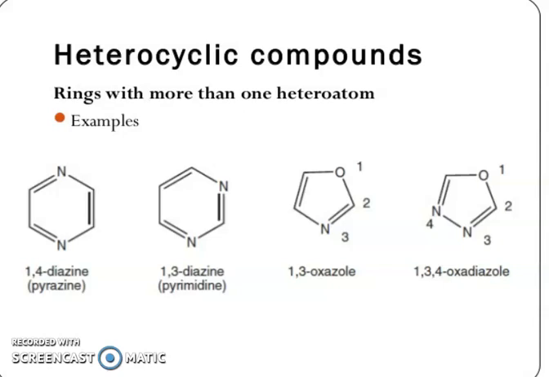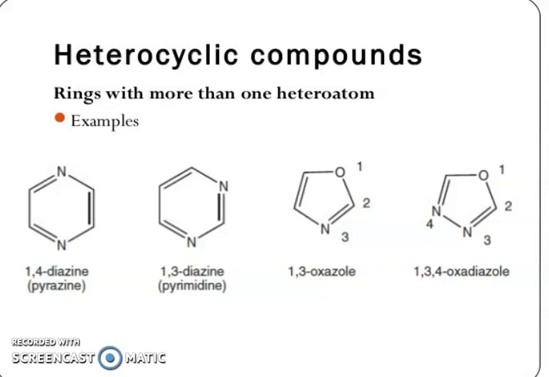Oxazole. Now you understand the positions, you understand the ring systems, 5-member rings, and then you know the ring contains 2 heteroatoms, but different types of heteroatoms. One is oxygen and the second is nitrogen.